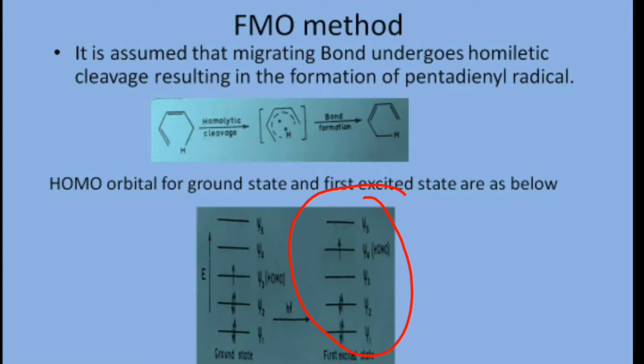Because as you know, in thermal reaction, electron is present in the ground state, whereas in photochemical reaction, one electron is promoted to the higher energy level. So in case of thermal condition, Psi3 is the highest occupied molecular orbital, whereas in case of photochemical reaction, Psi4 is the highest occupied molecular orbital.